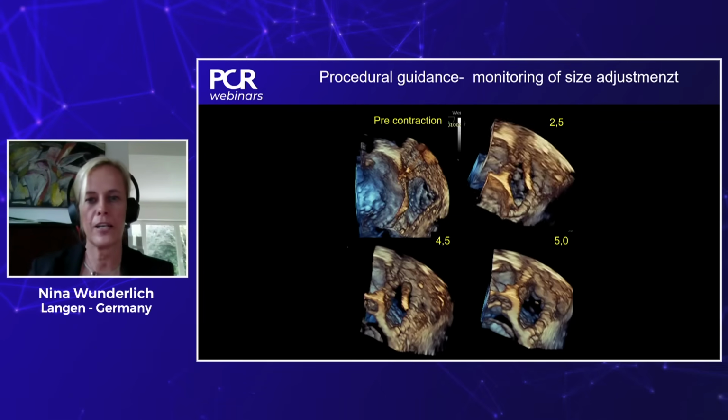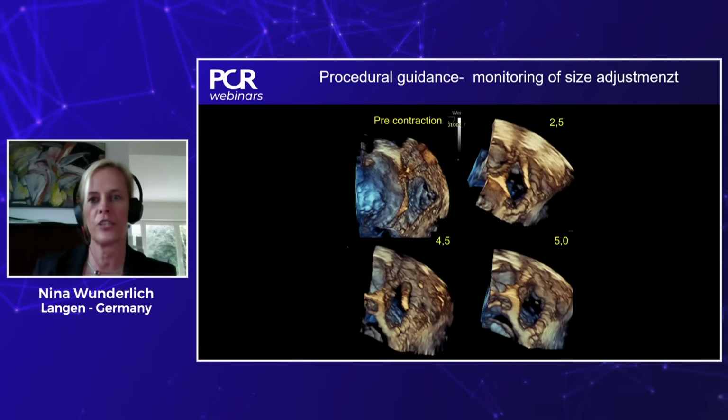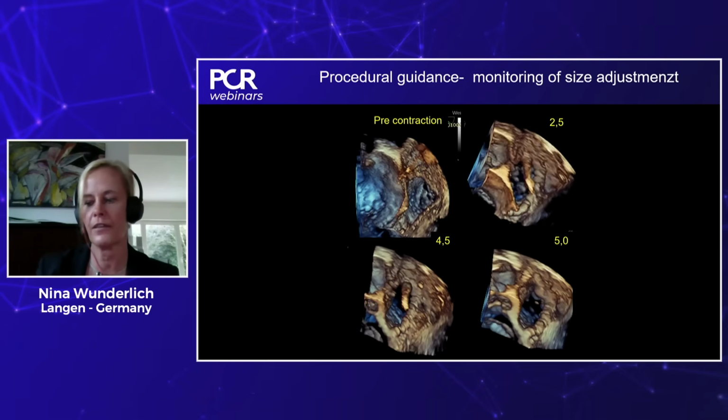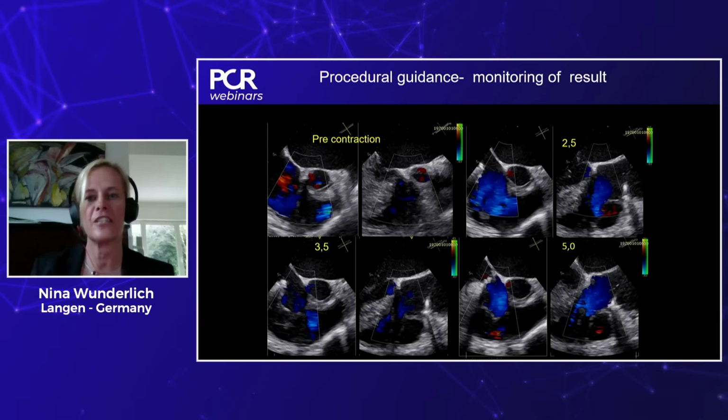Unfortunately, the videos are not playing very well, but you could see pre-contraction. The contraction is done step by step from 2.5 up to 5 centimeters. And you can see that there is a change in the shape and the configuration of the annulus. And I hope the last images were run, but this is not the case, unfortunately.